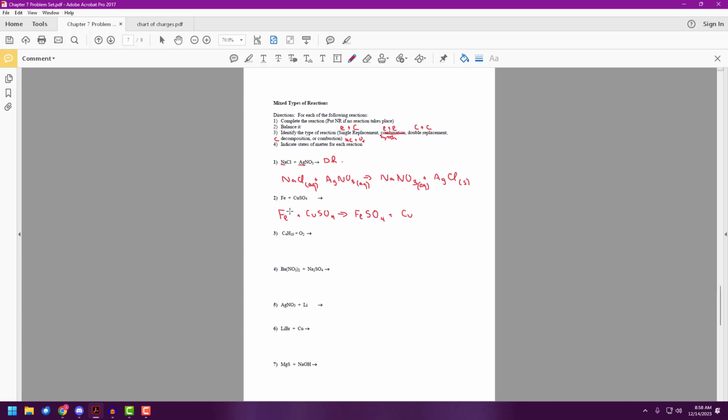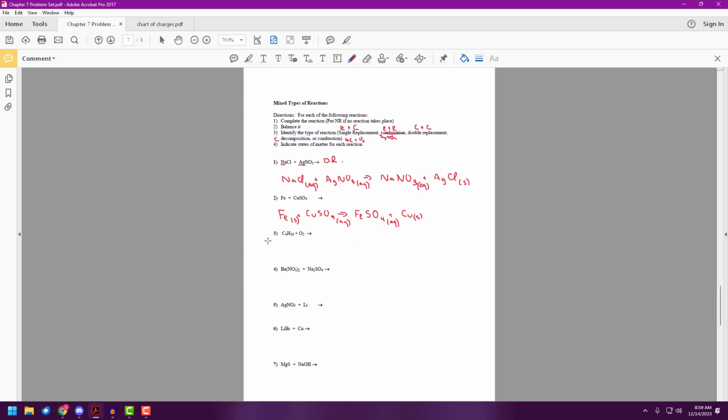So now the last thing I have to do is go in and put in my states. Iron's a solid. Copper is a solid. Copper sulfate dissolves, so that is aqueous. Iron sulfate, whether it's iron 2 or iron 3, will dissolve, so they're both aqueous. So this is our reaction for the single replacement of iron with copper sulfate.